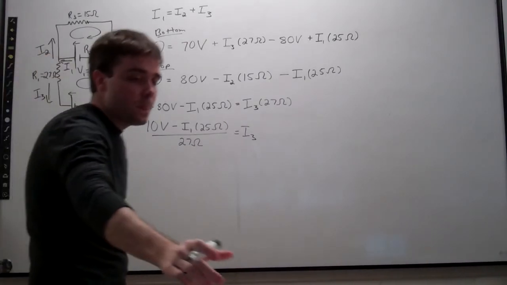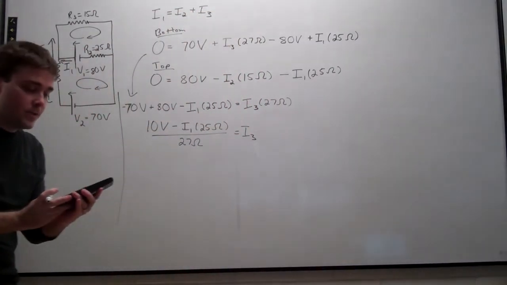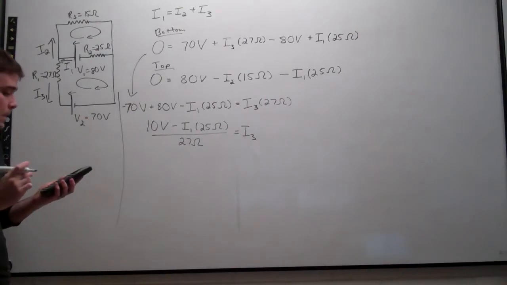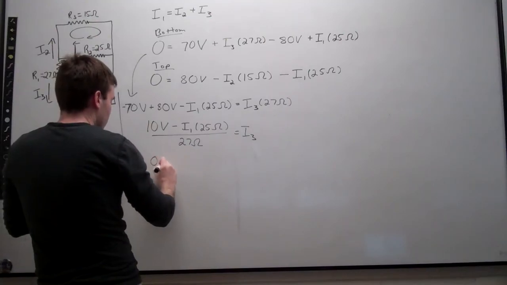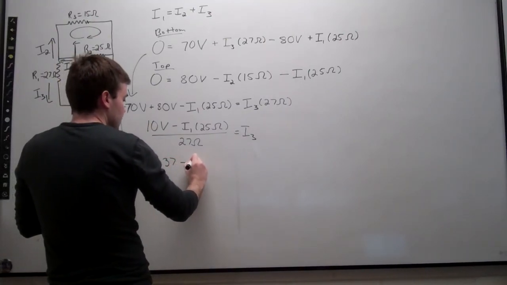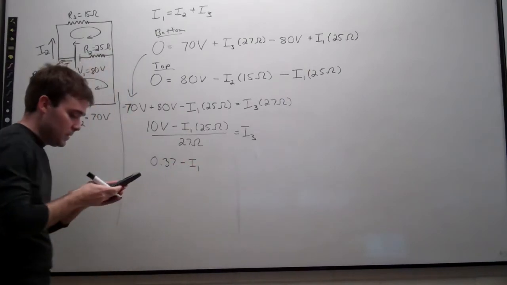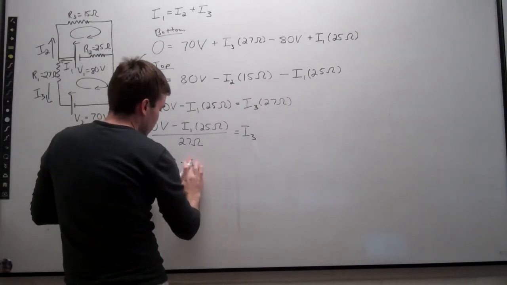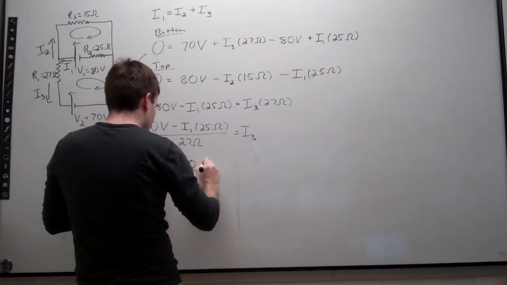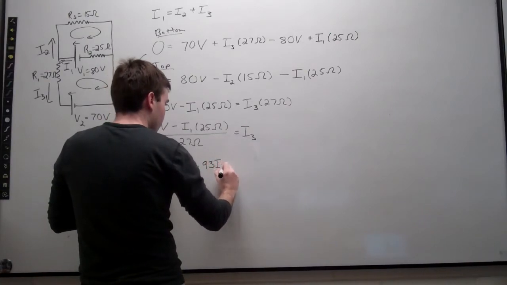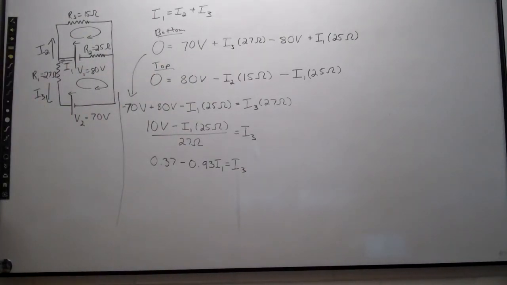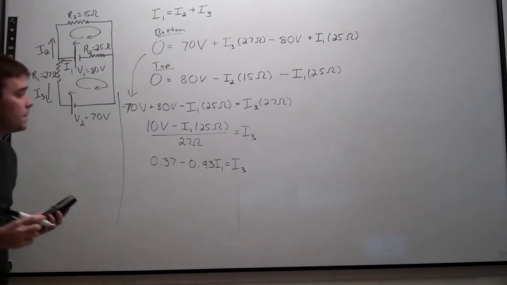What I am going to do is turn this into decimals so I get rid of the fraction. So you're just less likely to make mistakes that way. So I'm going to do 10 divided by 27. So we get 0.37 minus I1 times 25 divided by 27. Actually, I'm going to rewrite that as 0.93 I1 equals I3. Any questions about that one? Okay.